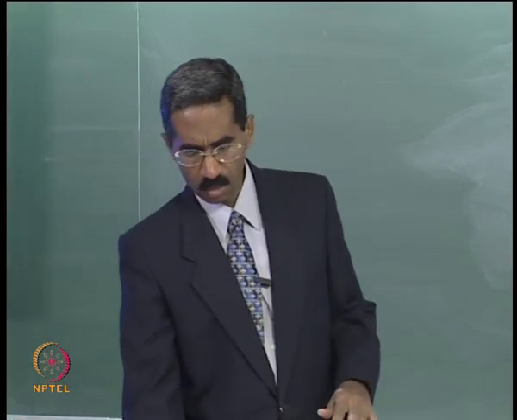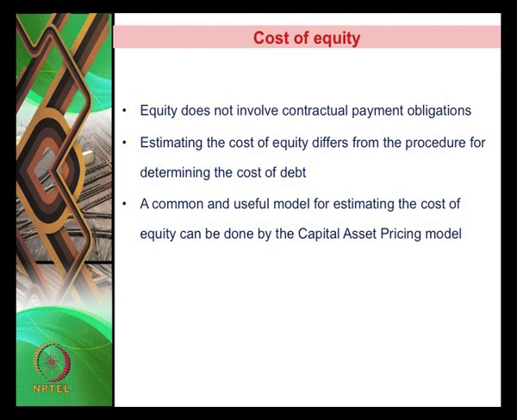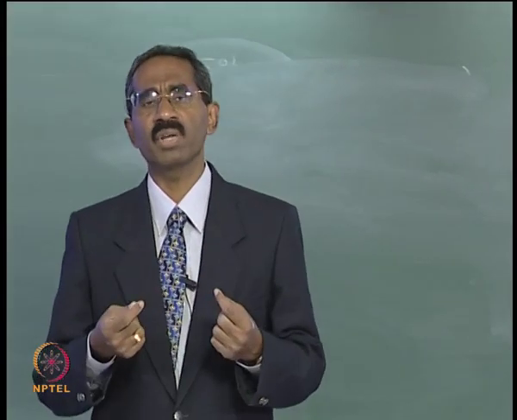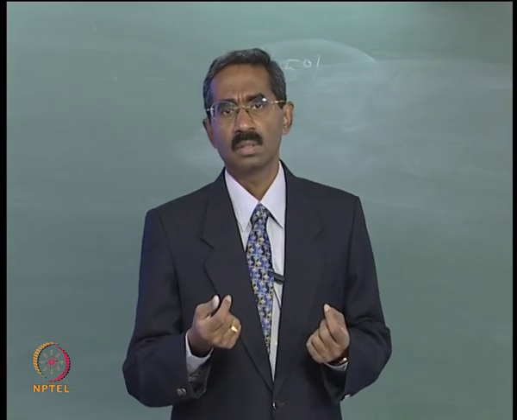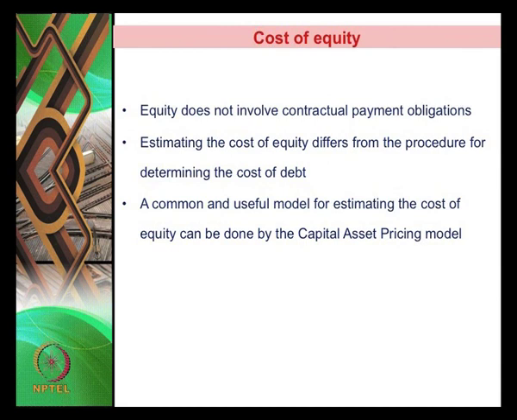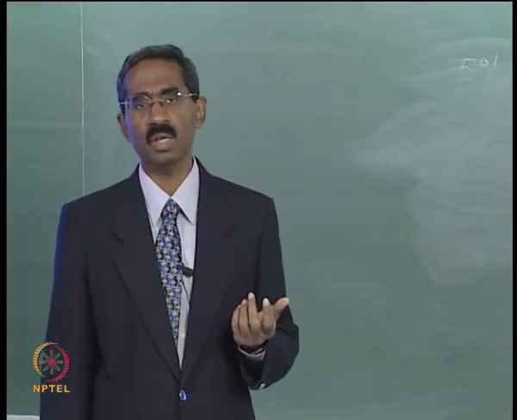So, a common model to estimate cost of equity is your capital asset pricing model. So, the procedure for estimating the cost of equity is very different as compared to the cost of debt, simply because of the fact that it is not possible to clearly identify a number because of the lack of contractual payment obligations. So, what is this capital asset pricing model that we talk about that can be used to estimate the cost of equity?